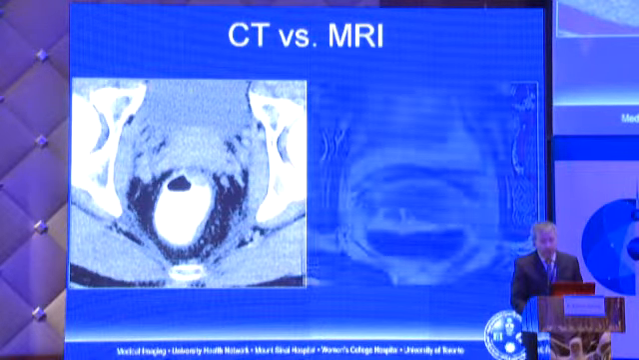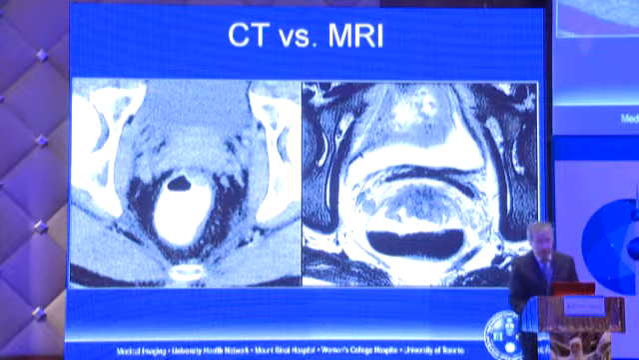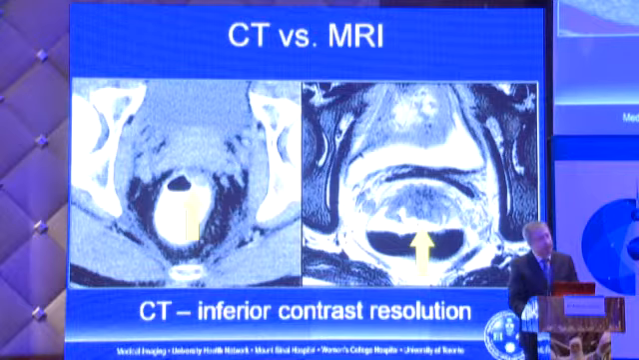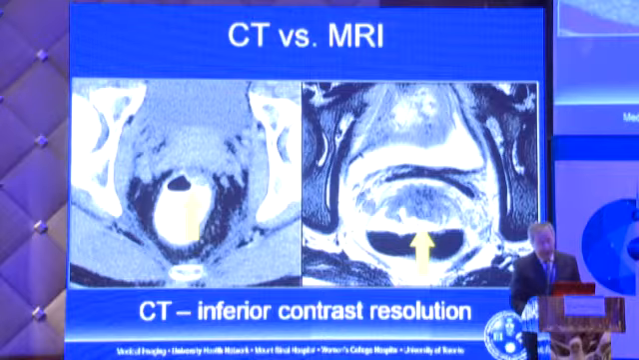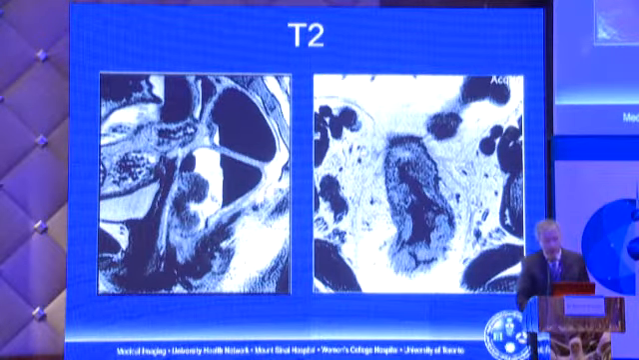CT versus MR, these are different patients, I'd like to advise you, but CT definitely has inferior contrast resolution in general, and you won't get the detail with CT necessary to reliably predict extent towards the mesorectal fascia.